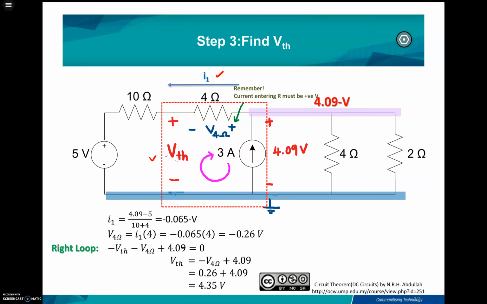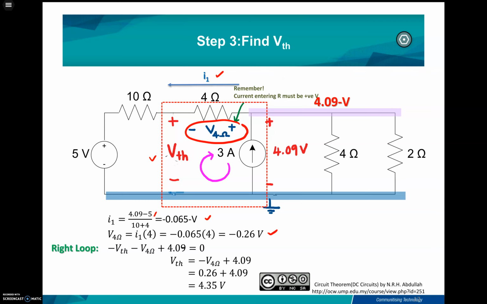I already mentioned previously that you have a choice: either you solve the left loop or the right loop. The value of I1 is 4.09 minus 5 over 14, which is equal to minus 0.065 amp. And then V for the 4 ohm is I1 times 4, so the value will be minus 0.26. This is the voltage of the 4 ohm.